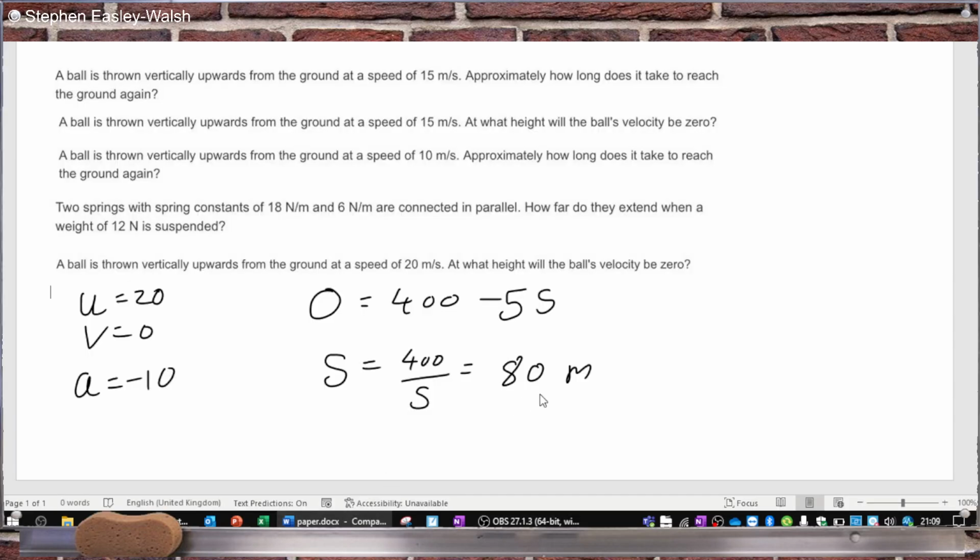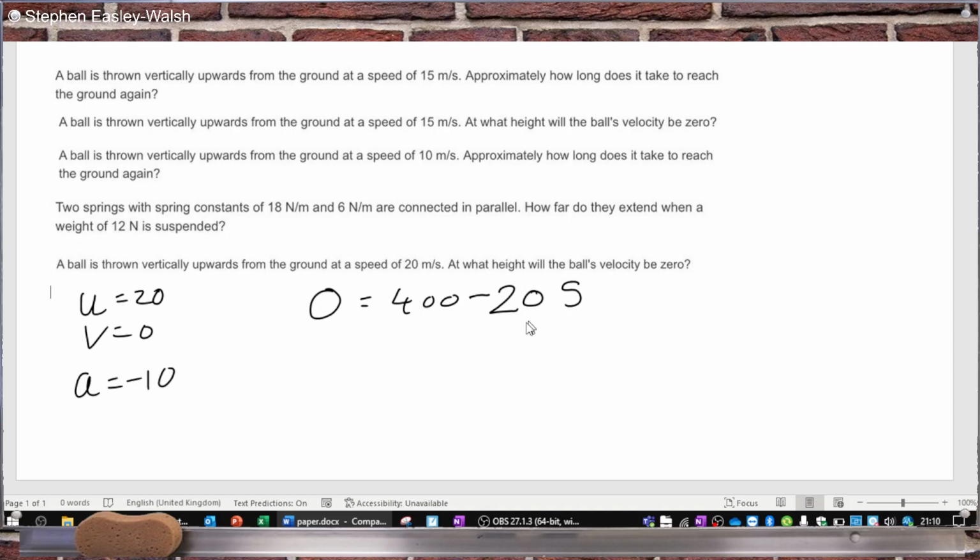No, that seems wrong. That's way too big. What have I done wrong here? V squared equals U squared... Oh, oh man. V squared equals U squared plus 2AS. I wrote down a half A. 2A would be 20S.